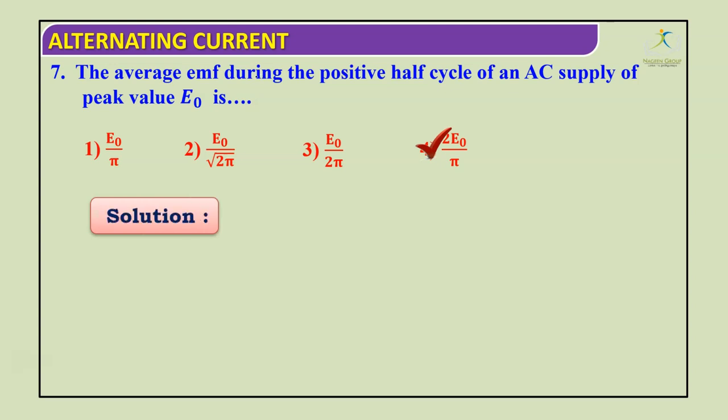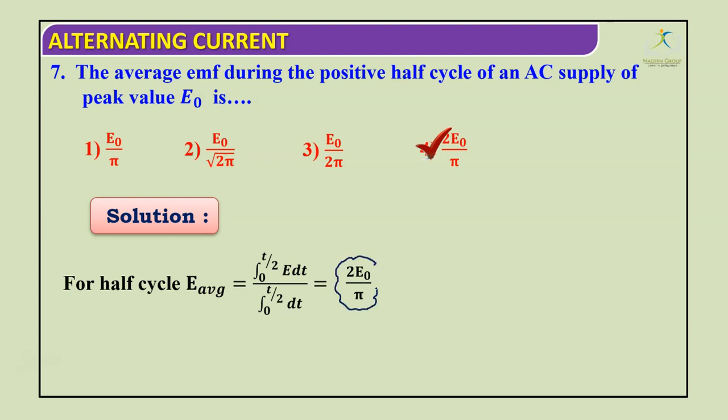The answer we have is the fourth. So firstly we see the solution part, how this will become. For a half cycle, E average will be integration of 0 to t by 2 e dt divided by 0 to t by 2 dt. After integration, the result will come 2 E naught by pi. Next question we have.